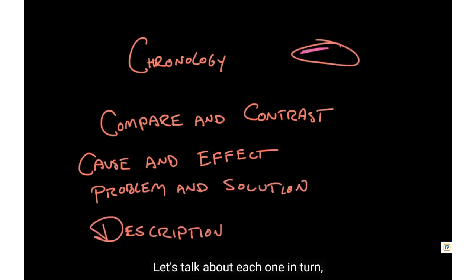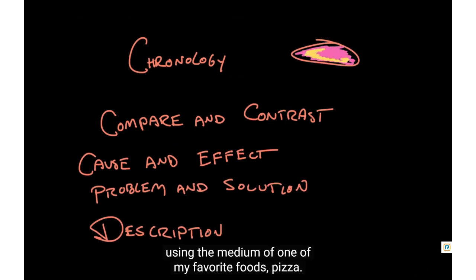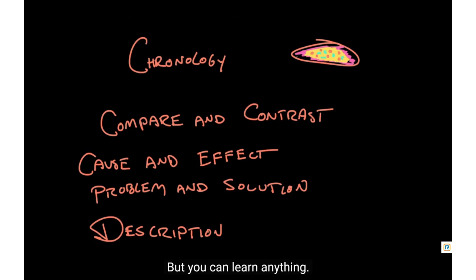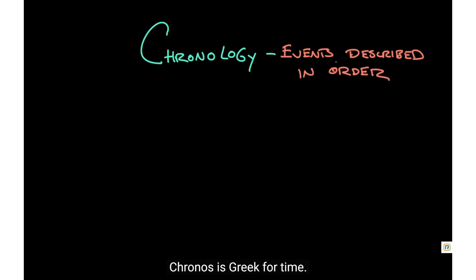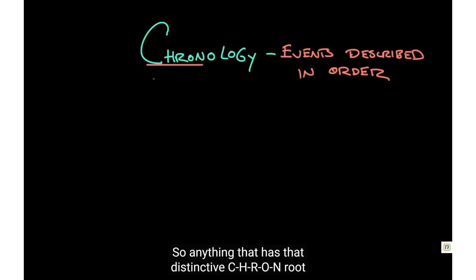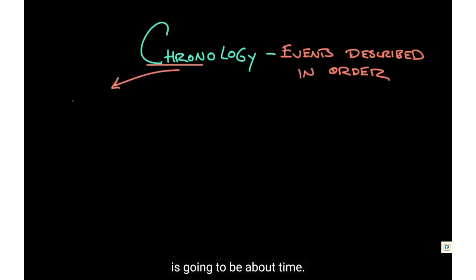Let's talk about each one in turn, using the medium of one of my favorite foods, pizza. I recognize that's a really weird looking pizza, but you can learn anything. I'm going to get better at it before this video is over. So, chronology. Chronology is events described in order. Chronos is Greek for time, so anything that has that distinctive CHRON root is going to be about time. Chronicle, chronometer, chronically.